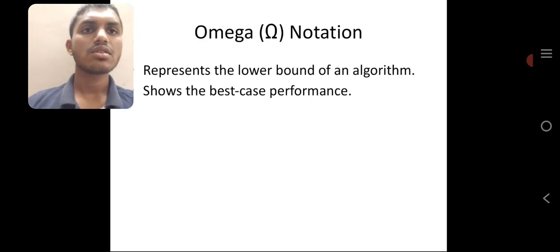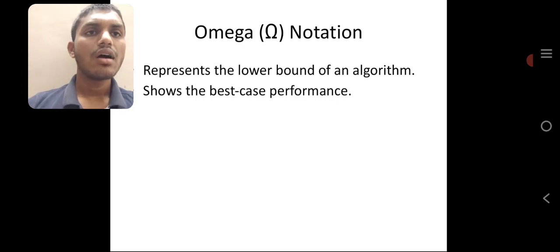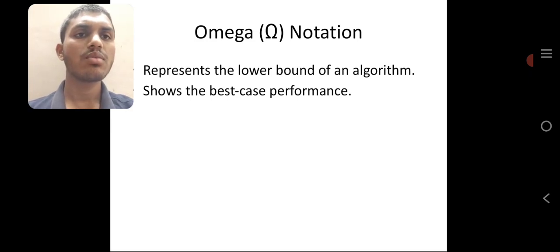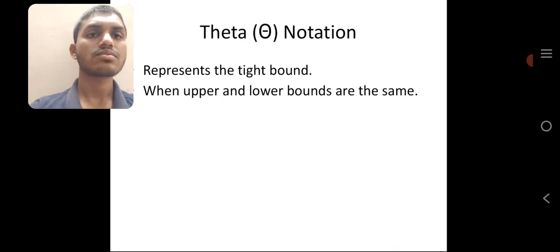Next one is omega notation. Represents the lower bound of an algorithm, shows the best case performance. There we observed worst case, here the lower bound; there is observed upper bound and here lower bound. It shows the best case performance.